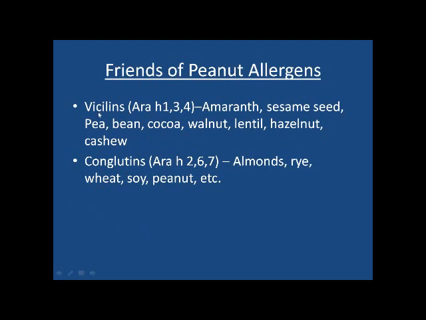allergens, and these include the vicilins, which we pointed out were Ara h 1, 3, and 4. They're also present in amaranth, sesame seed, pea, bean, cocoa, walnut, lentil, hazelnut, and cashew. So, obviously, if you're sensitized to these or you have a positive test, it could be from any of these sources. Same thing goes with conglutins. They're Ara h 2, 6, and 7. They're also present in almonds, rye, wheat, soy, and peanut. So we have to be cognizant that there are a lot of different sources of these things out there, and that, obviously, cross reactions are possible.